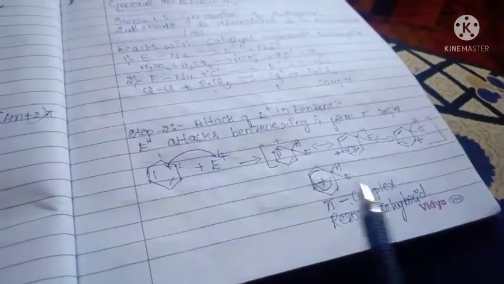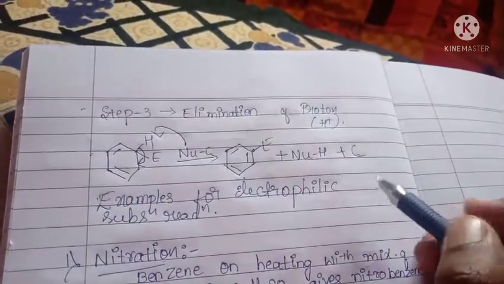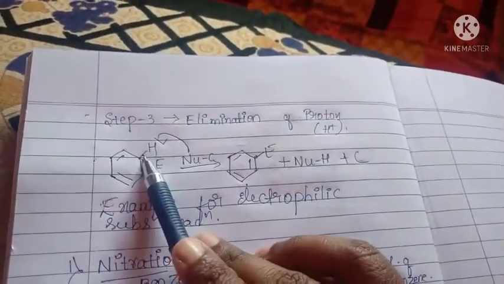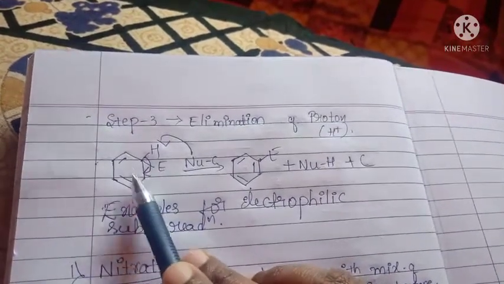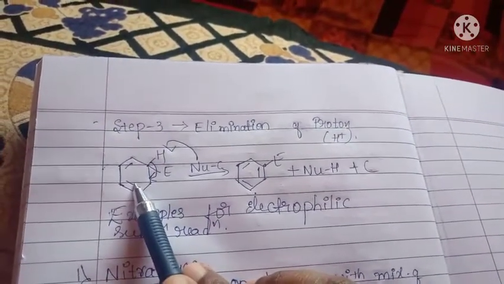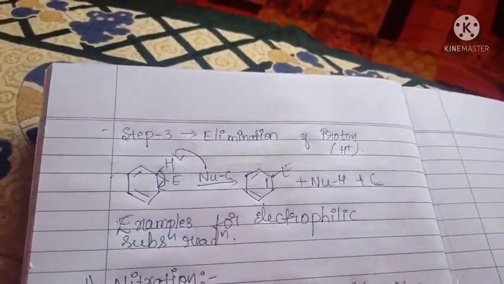It forms the sigma complex, a resonance hybrid. Here they use resonance structures because when resonance structures are present, the compound is more stable. The last step is removal of hydrogen, because the benzene ring has 3 pi bonds but here it has only 2, so to form 1 pi bond, H is removed. This is all about the general mechanism.